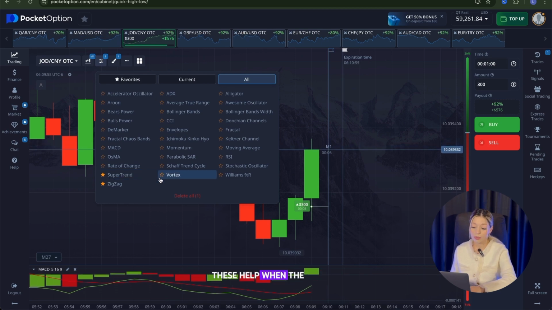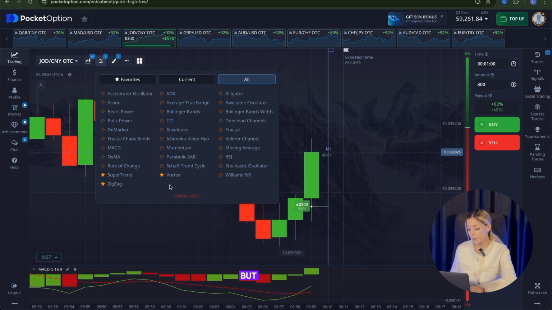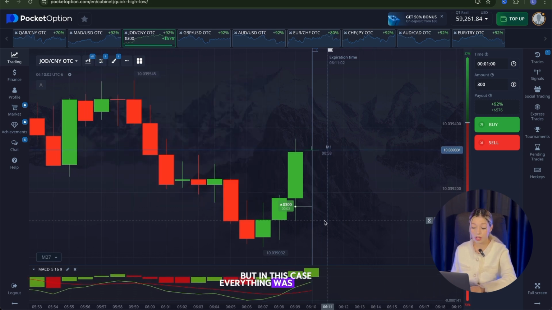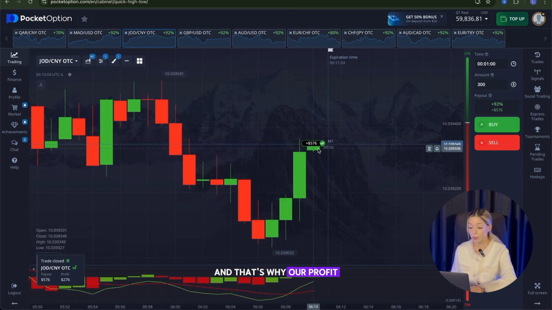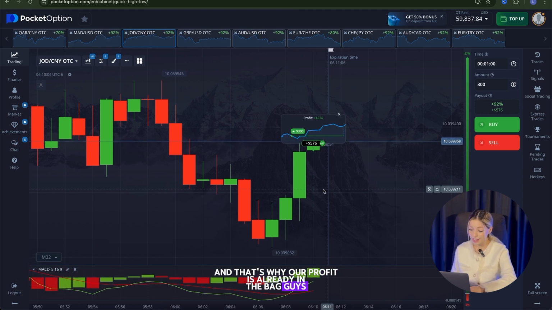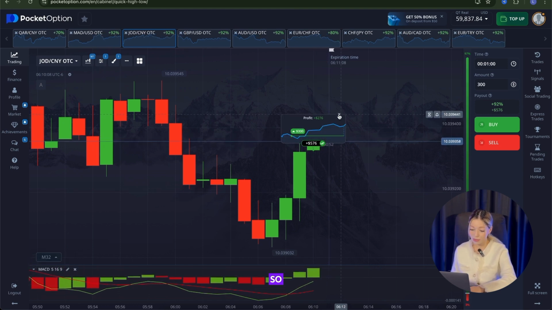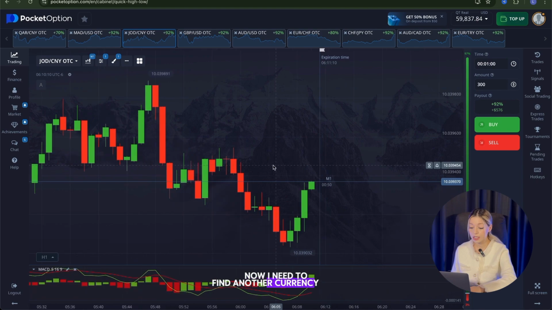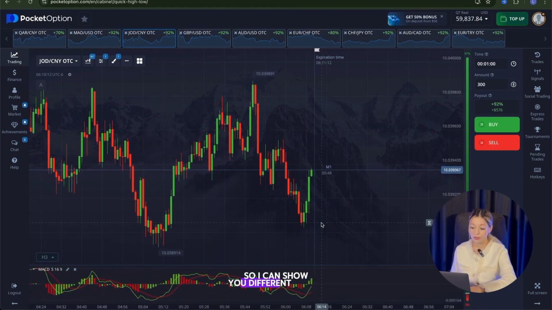This helps when the market situation isn't completely clear, but in this case everything was obvious, and that's why our profit is already in the bag, guys. So now I need to find another currency pair so I can show you different setups.